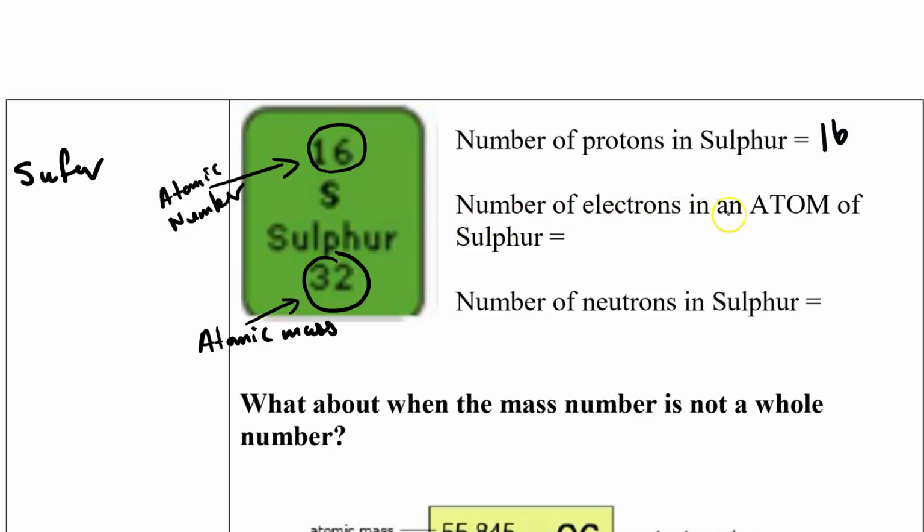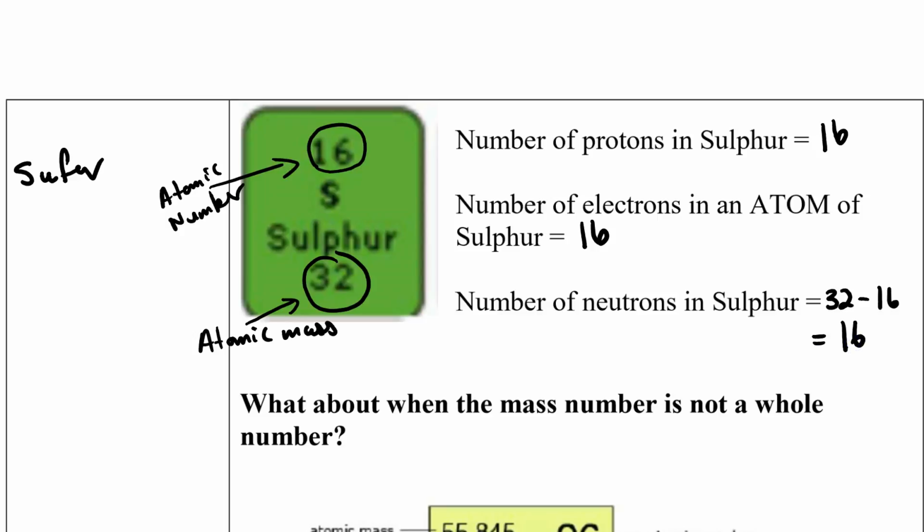The number of electrons in an atom of sulfur is also going to be 16 because the overall charge of an atom is neutral. So there are the same amount of protons as there are electrons. The positives match the negatives. And the number of neutrons in sulfur, okay, so we take the atomic mass, which is 32, minus the atomic number, which is 16. Whew! So there are 16.